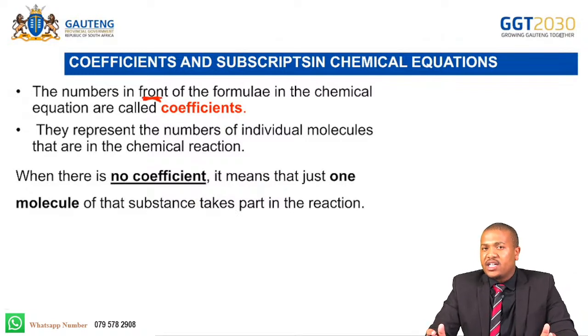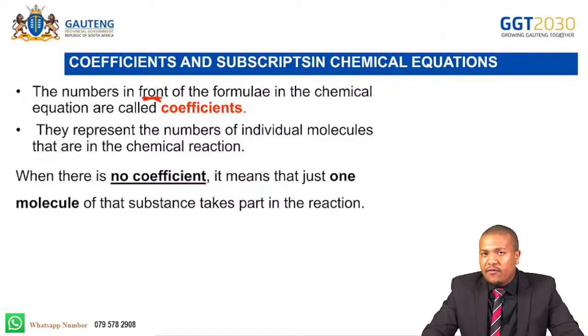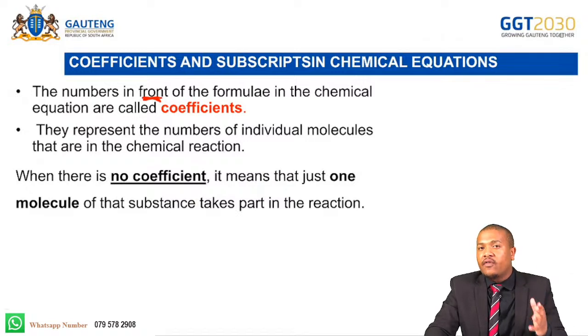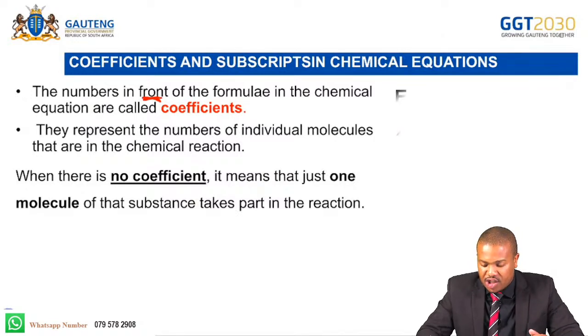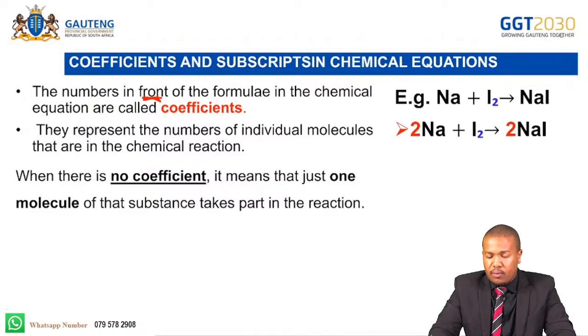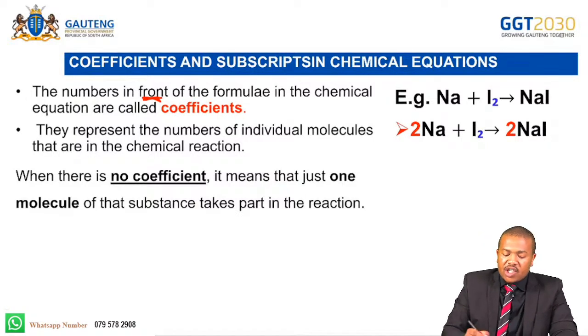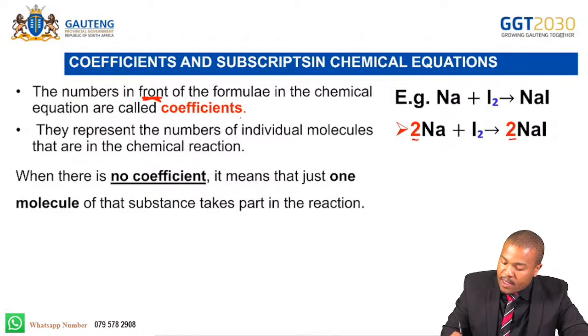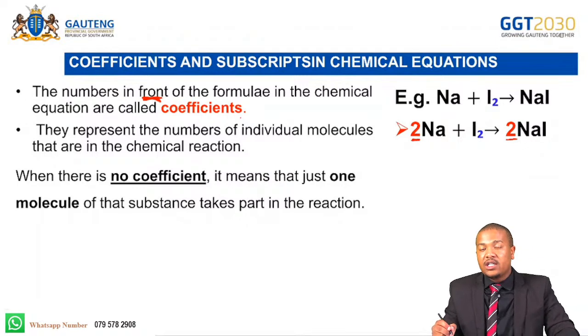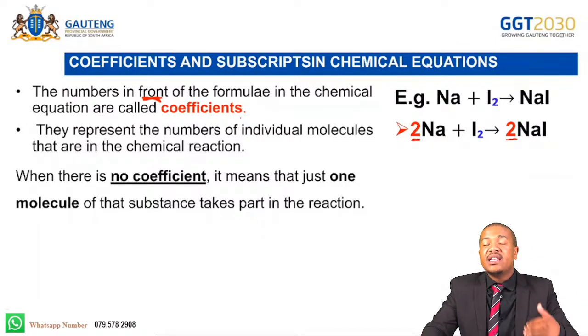Now bear in mind as well, when there is no coefficient, or no number in front of a chemical formula, it means that just one molecule of that substance will take part in the reaction. So let's look at our example here alongside. I've highlighted coefficients in red. So where you see a red number, that is a coefficient. These twos here are our coefficients. They represent the number of molecules in this chemical reaction.